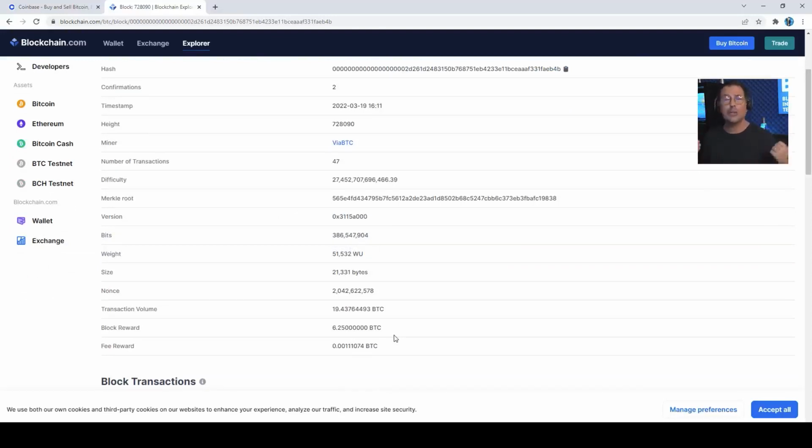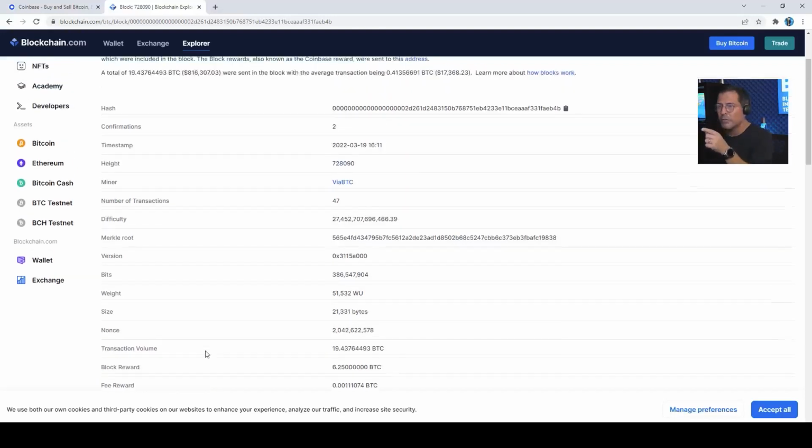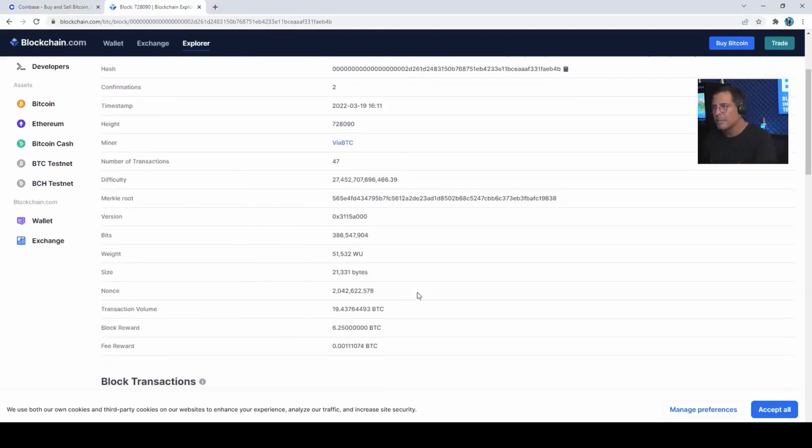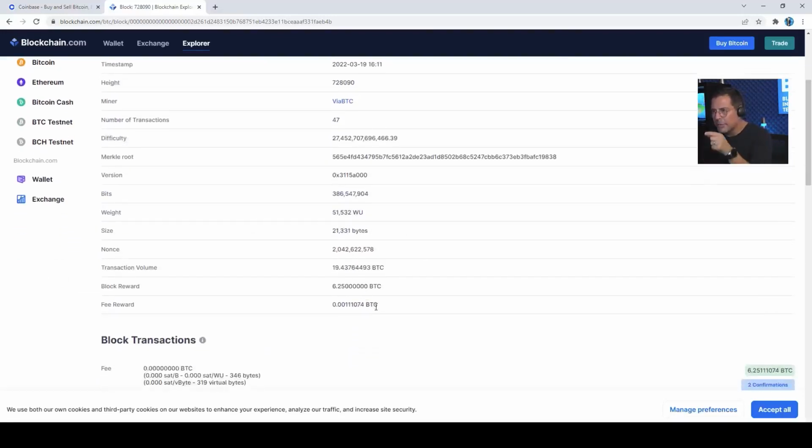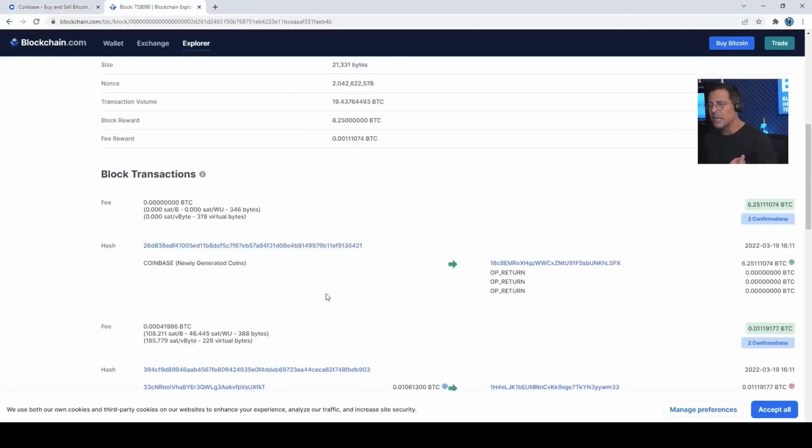What that means is that every time a new block is created, the miner that creates that block of transactions receives a reward of new Bitcoins. There are 6.25 new Bitcoins which that miner is rewarded with whenever they create a new block. But additionally, they also receive all the transaction fees for every transaction that's included in that block. So if we look at this block right now, what you'll find is that this specific block has 0.00111074 Bitcoins in rewards for having these transactions included in this block.